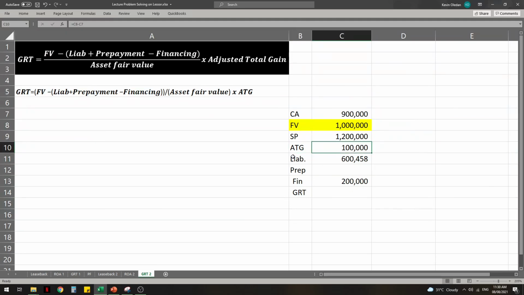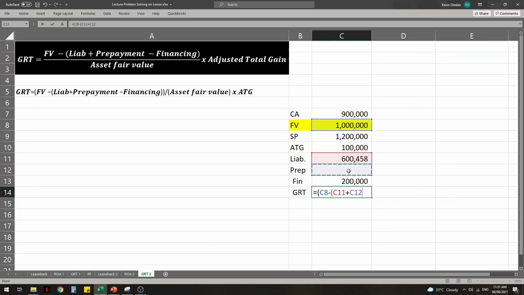We will use adjusted total gain. In fact, guys, to be safe lang kung given ang fair value, yun yung palagi mong gagamitin. As a rule, when you are computing anything in sale and leaseback. Gain on rights transferred will be equal to the fair value of the asset minus the liability plus prepayment.